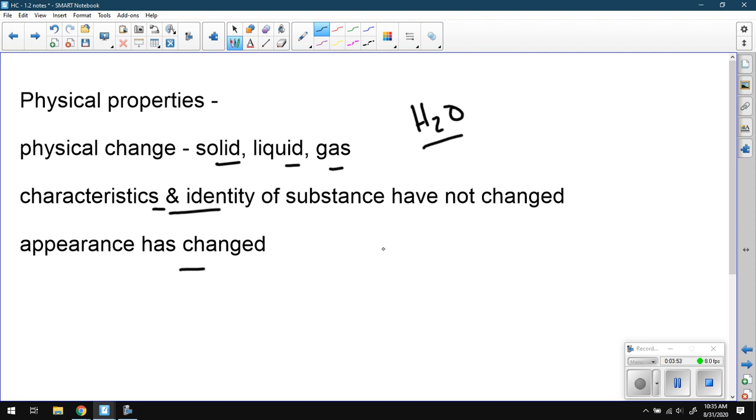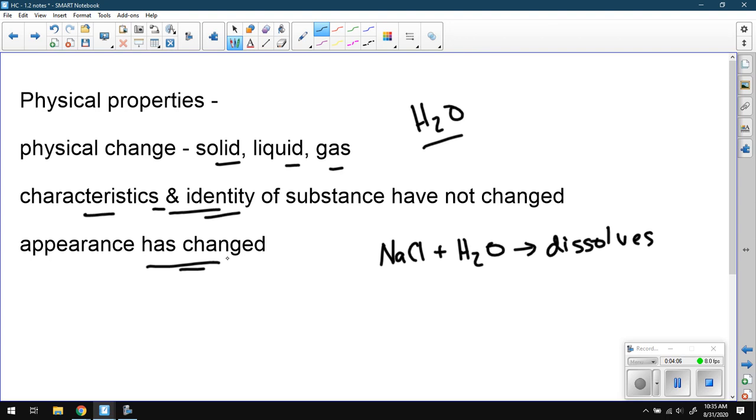Again, we need to make sure what we're talking about. I'll give you another example here: salt, sodium chloride. If we put sodium chloride in water, it dissolves. Its appearance has changed, but we still see the properties and characteristics of those two individual chemicals. If we were to take a drink of that water, we would still taste the salt. We could evaporate the water, and we would still have the salt returning. So when we make an observation, we'll make sure that we're using the correct terminology for that.